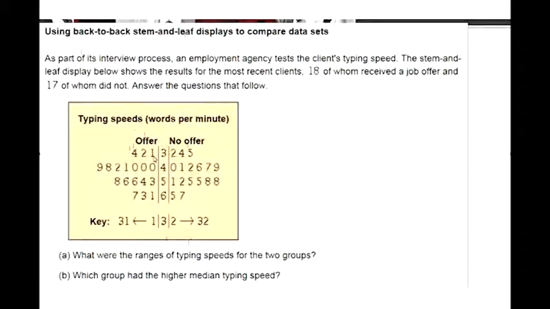In the got an offer section, there are 3 values that were in the 30s. There was 31, 32, and 34. And in the group that did not get an offer, there was 32, 34, and 35.